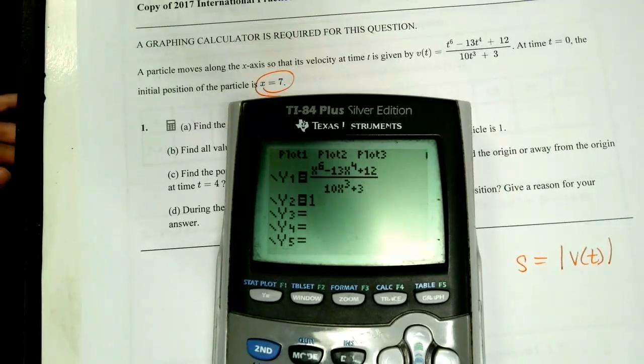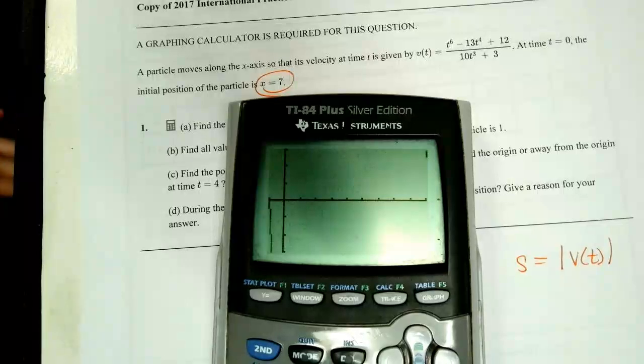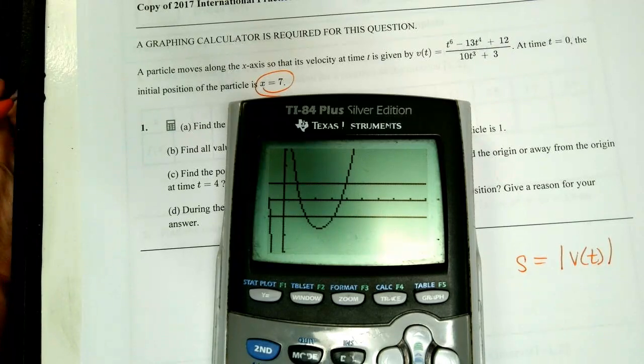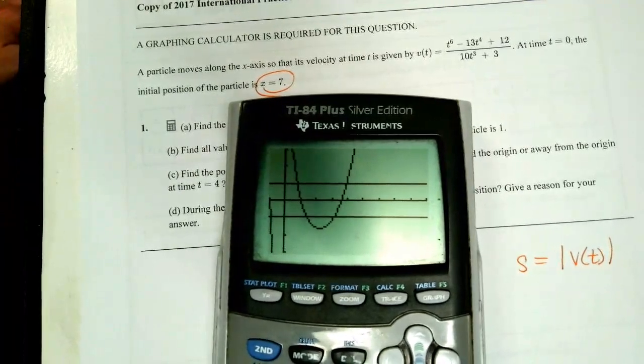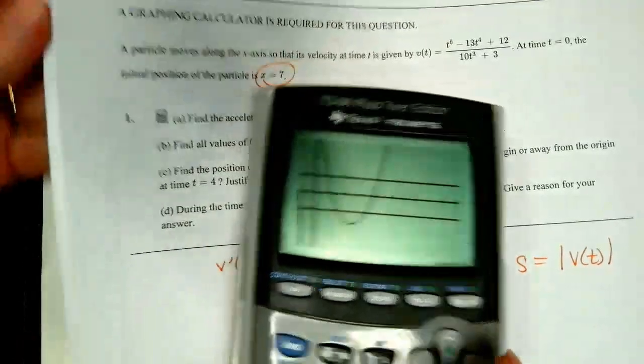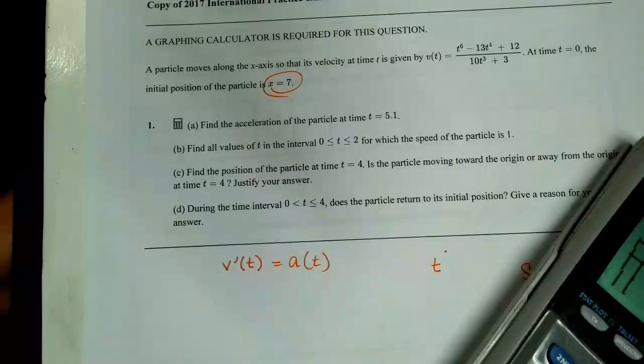So it's negative 1 a few times. Over the interval, it hits it once each place. Then you do second trace intersect, and I don't want to take the time to do it. I'll tell you what they are. Most of you got one of the answers, but not both.